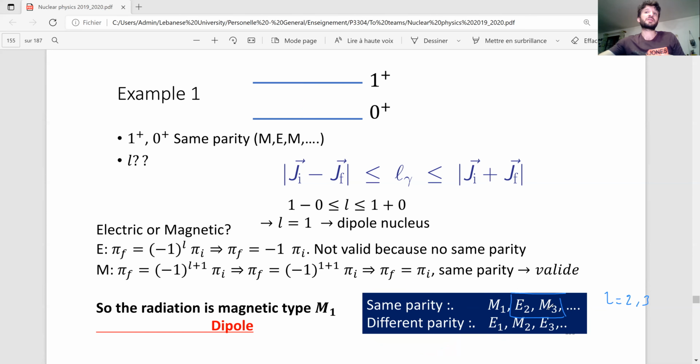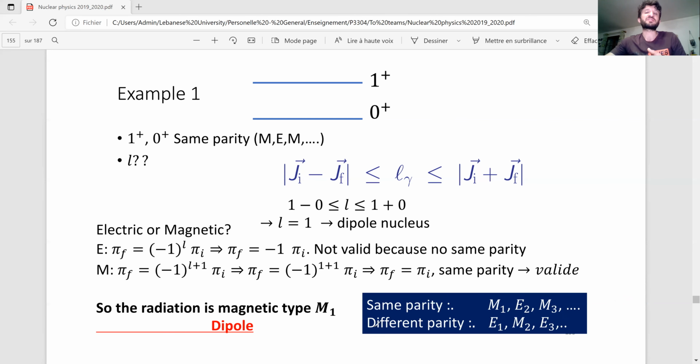So we have an electric quadrupole transition, and we have a magnetic octupole transition. For example, in the case of same parity, if we have L equals 2, we can say we have an electric quadrupole transition because we have L equals 2. If L equals 1, we have dipole. If L equals 3, we have octupole.